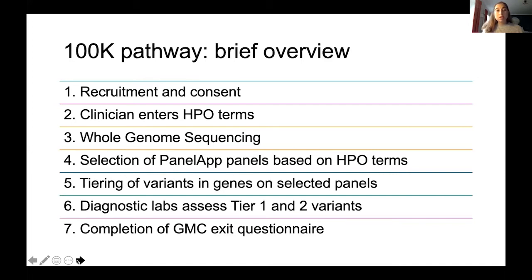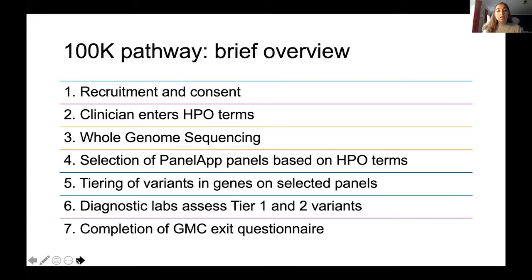Once they'd been recruited, their clinician entered HPO terms to reflect their clinical features. They underwent whole genome sequencing, and then that data had panels applied based on the HPO terms entered by their clinicians. PanelApp is a crowdsourcing tool that provides curated gene panels for different disorders. Variants then were tiered, so assigned a likelihood of potentially being damaging against genes in the selected PanelApp panels, and I'm going to show you what those tiers were in a second.